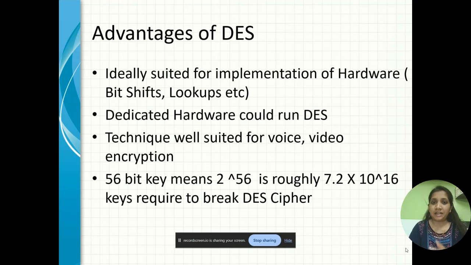So let us see the advantages of DES. It is ideally suited for hardware implementation: bit shifts, lookups, etc. Dedicated hardware could run DES. The technique is well suited for voice and video encryption. A 56-bit key means 2 raised to 56, roughly 7.2 times 10 raised to 16 keys, are required to break the DES cipher.